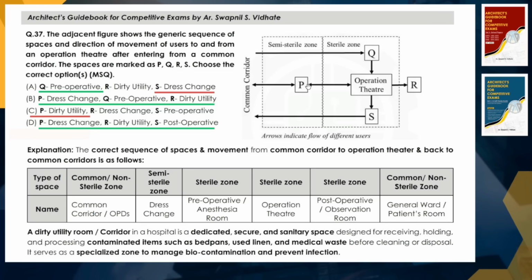Option B correctly says that P is the changing room, Q is the pre-operative room, and R is the dirty utility. So option B is also a correct one. C says P is the dirty utility. Now this cannot be the dirty utility. As I said, R is the correct nomenclature for the dirty utility. So again, C will be the incorrect one. Option D: P is the dress change room, R is the dirty utility, and S is the post-operative, which is the correct sequence. So options A and C are incorrect. Only the correct options are option B and option D.